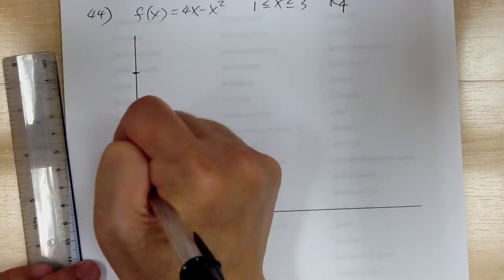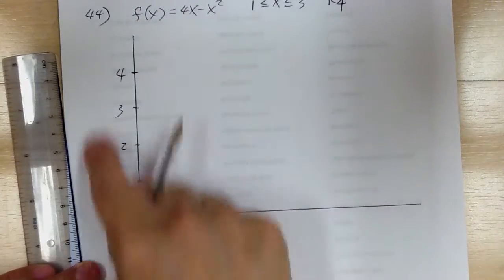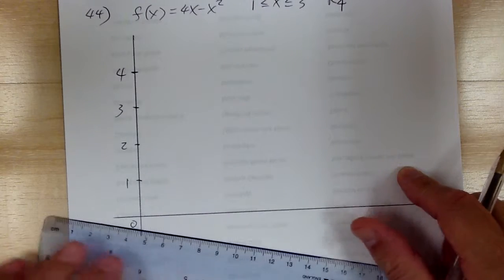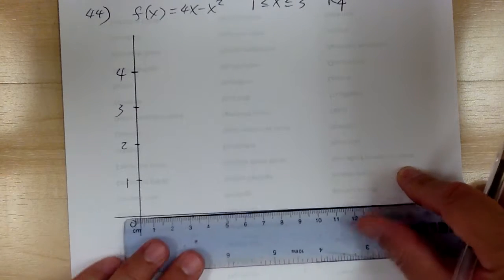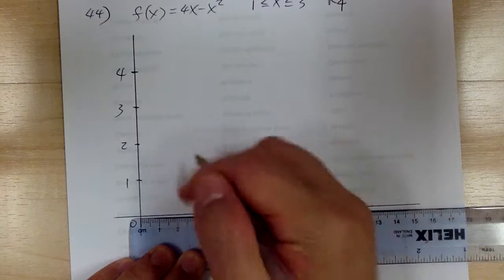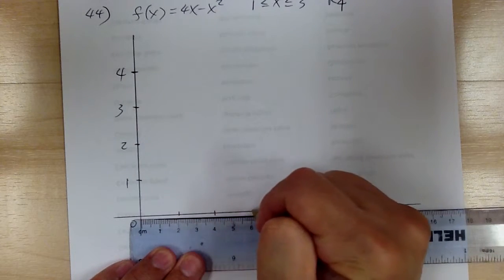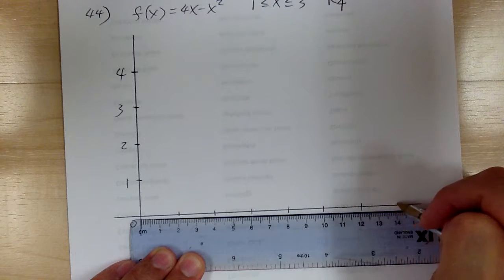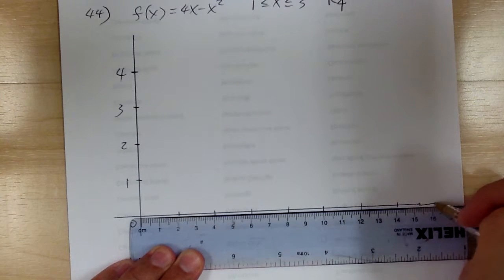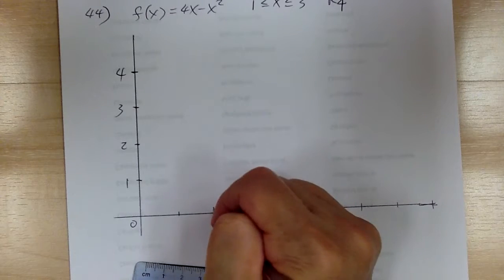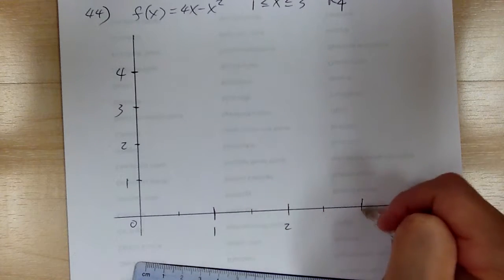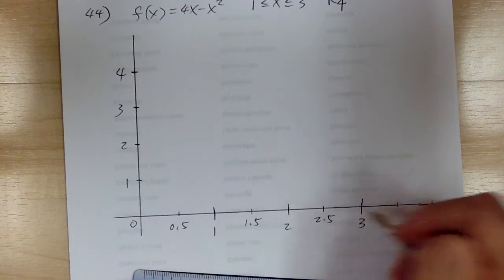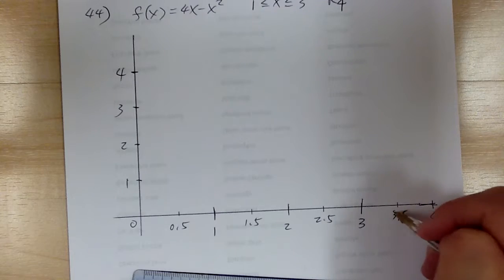So that's 0, 1, 2, 3, 4. Again, you want to make the graph kind of big. Maybe use up like a half of the page, so that way you have lots of room. So I'm going to make this really big. So this is 1, 2, 3. So 0.5, 1.5, 2.5, and 3.5.